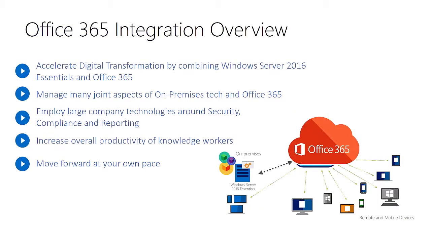The overview here is you can accelerate your digital transformation by combining Windows Server 2016 Essentials and Office 365. You can manage many joint aspects of on-premises technology and Office 365 as well. And then you can also employ large company technologies around security, compliance, and reporting. Some of the features around security, compliance, and reporting that are built into Office 365 are very comprehensive, and you can increase your overall productivity of knowledge workers and move forward at your own pace with adopting cloud technologies. Once you've got the integration, then you can just adopt the cloud features and technologies that you want to when you want to.